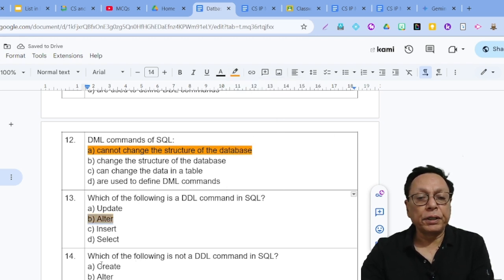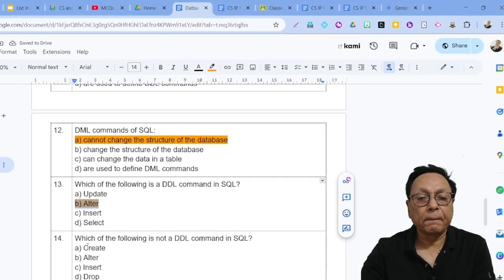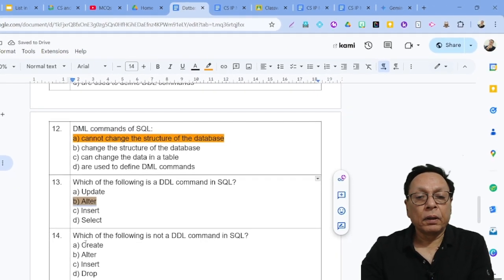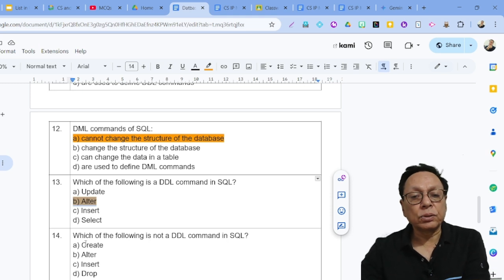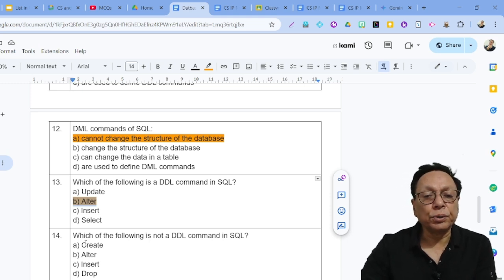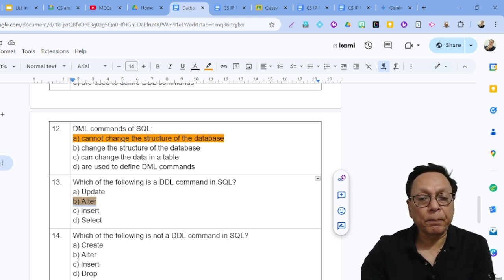Now question number 14. Which of the following is not a DDL command in SQL? Create, alter, insert and drop. Create is a DDL command, alter is also a DDL command, insert is not a DDL command, and drop is also a DDL command. So you should go with option C.